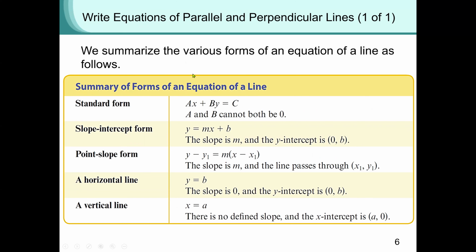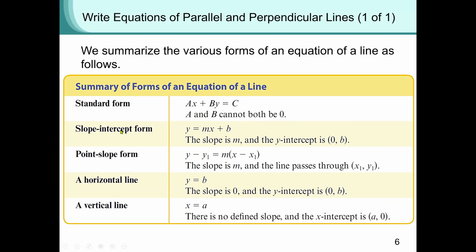So we can summarize various forms of the equation of a line as follows. The standard form of our equation is Ax plus By equals C, where C can be any value. But A and B cannot both be 0, because if they were, we would lose the x and y variables. We need the x and y. But C can be any value. It can also be 0.